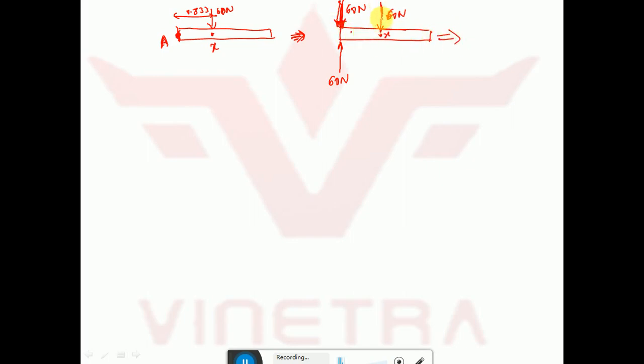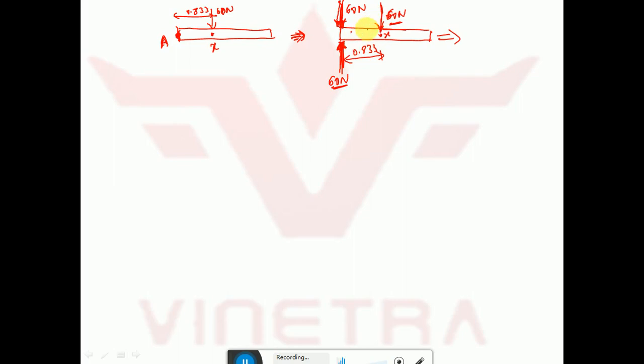So see here, if I consider this force and this force, what is happening? These two forces are equal in magnitude, opposite in direction, and are apart from each other by some distance. So these two will form a couple. So what is the distance? The distance is 0.833 meter.